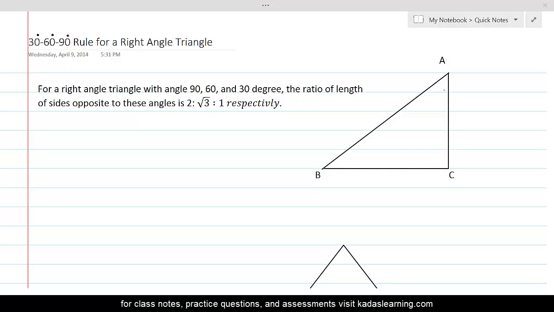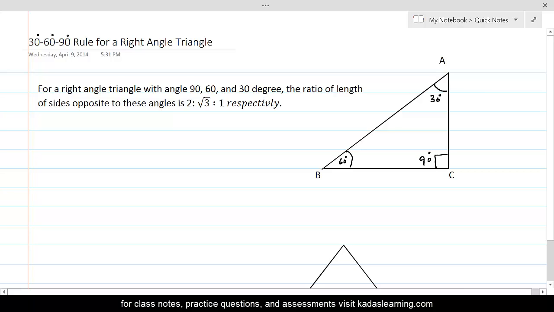30 degree, 60 degree, 90 degree rule for a right angle triangle. If 30, 60 and 90 degrees are the angles inside a right angle triangle, let's label them. Let's assume that this angle here is the 30 degree angle, this is the 60 degree angle, and this is the 90 degree angle.